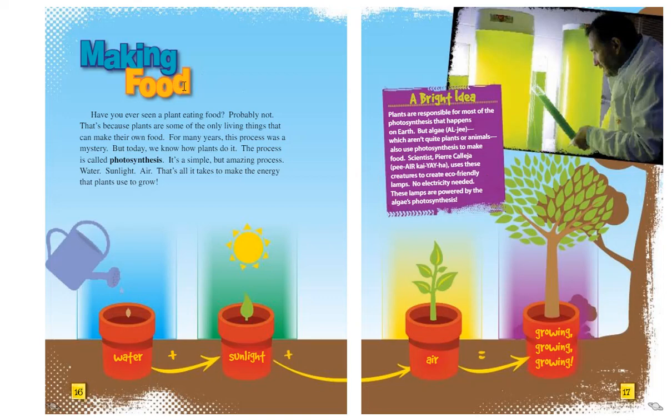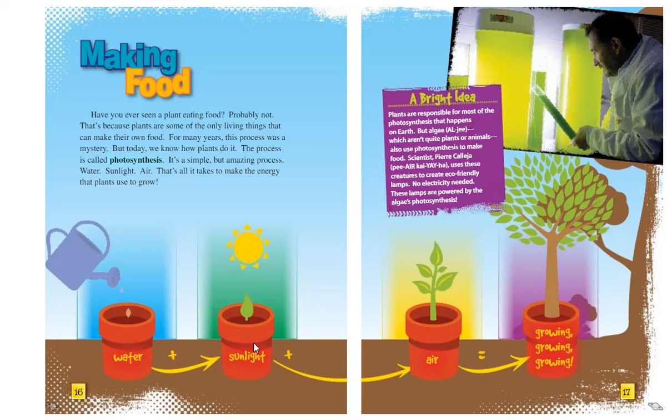So next up, it mentions that plants use the leaves to make food. So how do plants make food? Have you ever seen a plant eating food? Probably not. That's because plants are some of the only living things that can make their own food. For many years, this process was a mystery, but today we know how plants do it. The process is called, and here's the name of the book one more time, Photosynthesis. It's a simple but amazing process. Water, sunlight, air. That's all it takes to make the energy that plants use to grow.